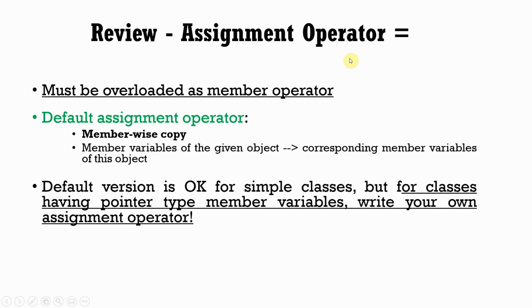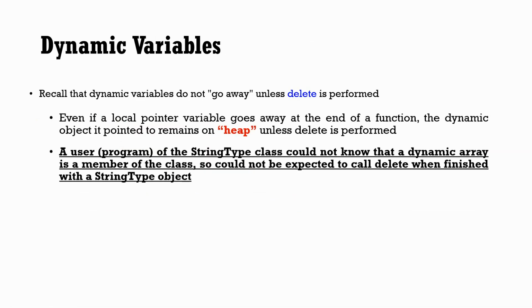The same thing applies to the assignment operator. If we don't write our own assignment operator overloading function, the compiler would create a default one for us. This one also does a shallow copy. It does a member-wise copy. Member variables of the given object are going to be copied to the corresponding member variables of the calling object. This default version is okay for simple classes, but for classes having pointer type member variables, we again need to write our own assignment operator. Okay.